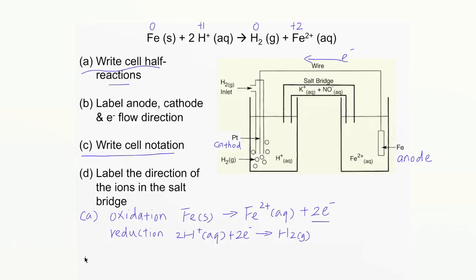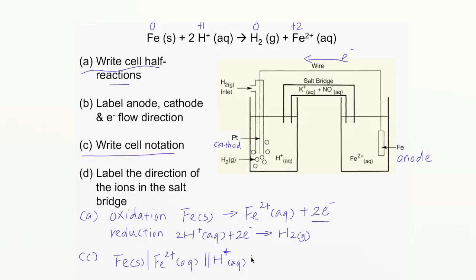Question C, write the cell notation. Again, we start from the anode, iron solid. The phase boundary, iron 2+ in aqueous solution. And then the salt bridge. So here, as you can see, in the cell with the cathode, it generates hydrogen, right? So in aqueous solution, you have proton, that's for sure. You have proton, which is positively charged. All right, let me make sure that this is positive.